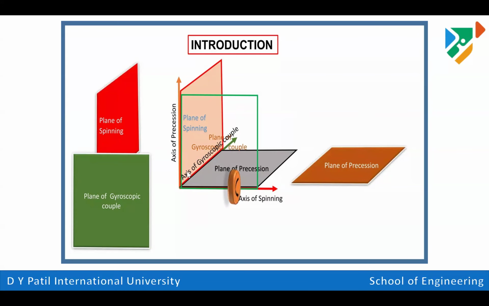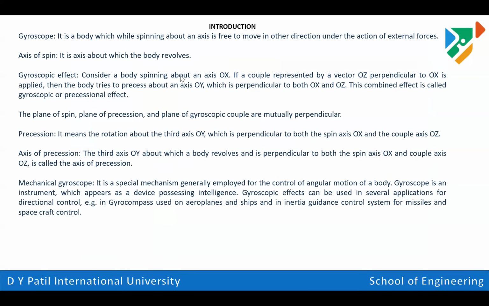Now one by one we'll discuss how these axes are defined. The axis of spin is the axis about which the propeller shaft or body revolves. The gyroscopic axis is the axis perpendicular to the precession and spinning axes, and the impact of active and reactive couple is identified on the gyroscopic axis. Third, we have precession. It is the rotation about the third axis, perpendicular to both the spin axis and the couple axis. The axis of precession is the one about which we turn that particular system, plane, ship, or bicycle.